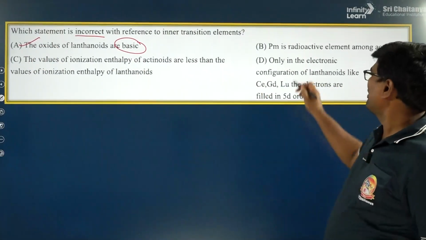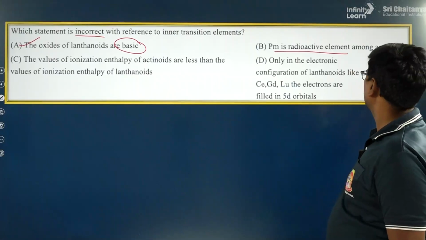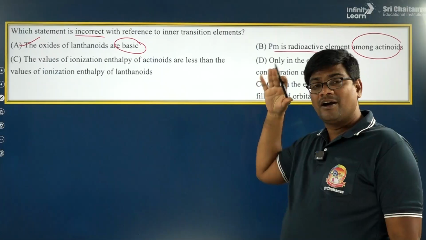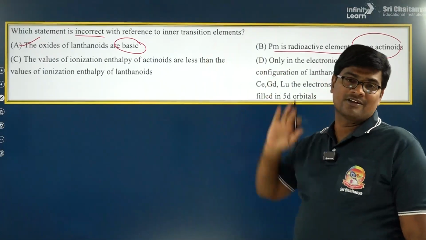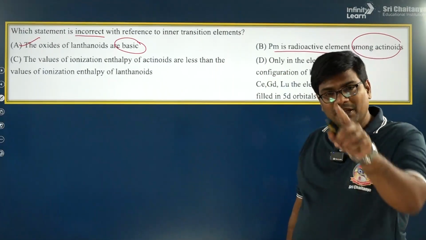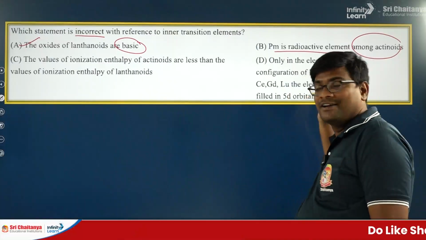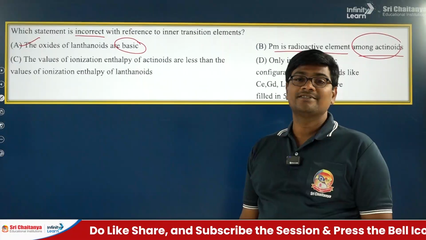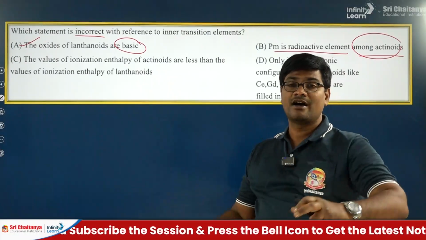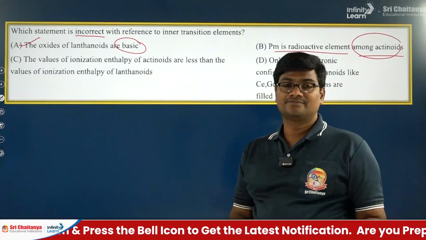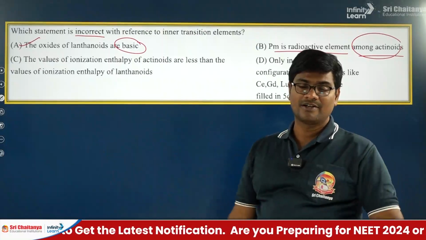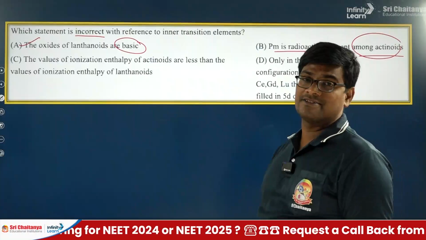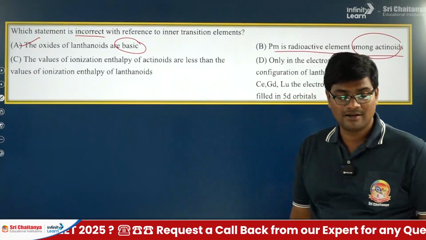Option B. Promethium is a radioactive element among the actinoids. So be careful. Promethium is radioactive. Students see half of the statement and then blindly go for the answer. Wrong. Promethium is radioactive, right only. But next, it is an actinide. Unfortunately, promethium is not an actinide. It is a lanthanide. Students are in a hurry mode, seeing that promethium is radioactive, done, and go for the option. Half of the statement is correct, but it is not an actinide.